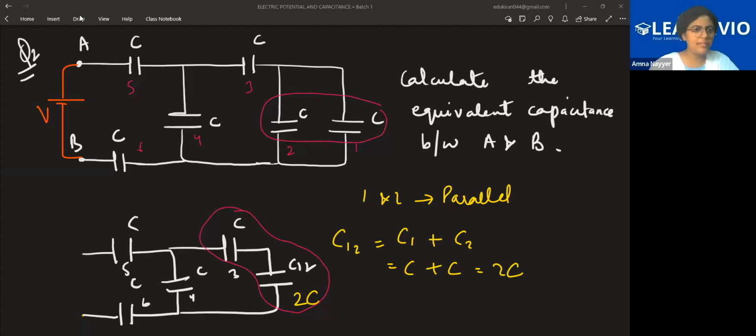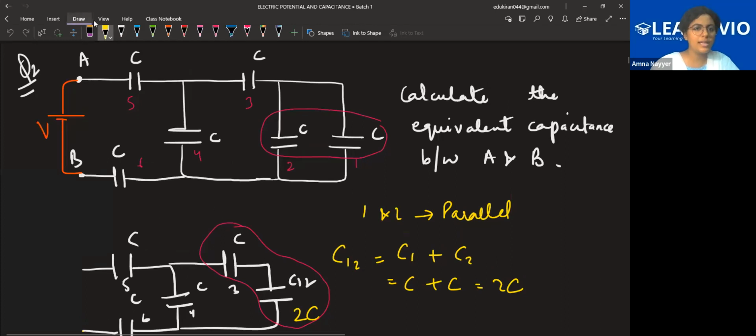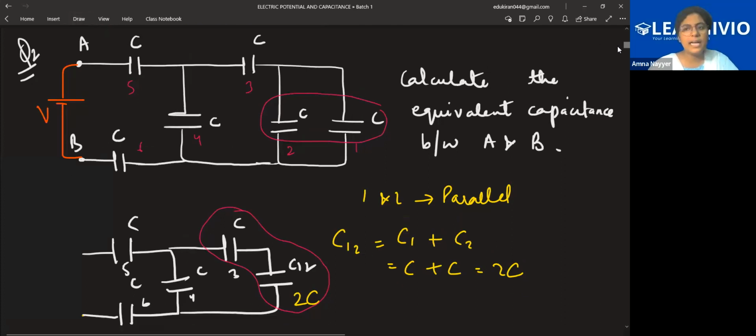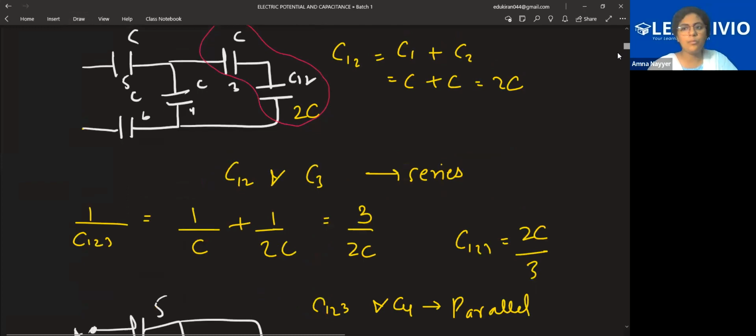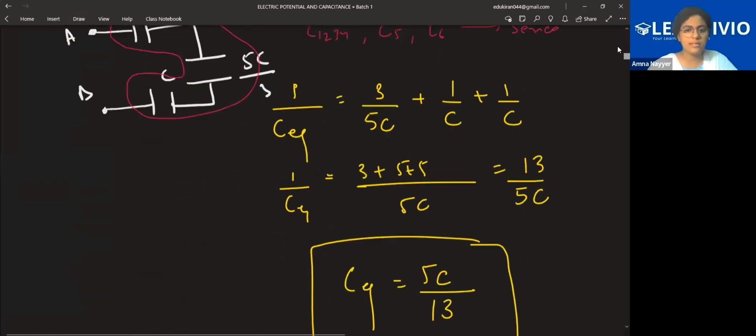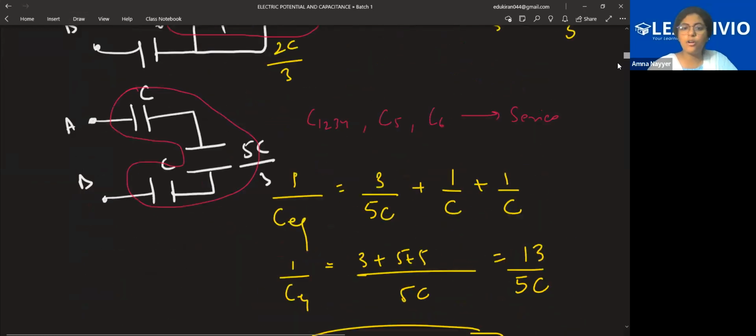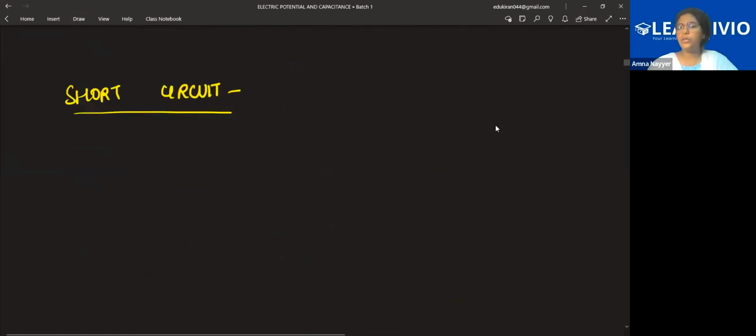If anybody has not written, please let me know in the chat column. Otherwise, I'm starting with short circuits, because this is a very important question for you from the board's perspective. See, there are two things that we have.